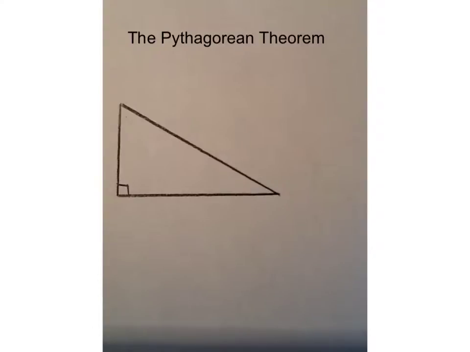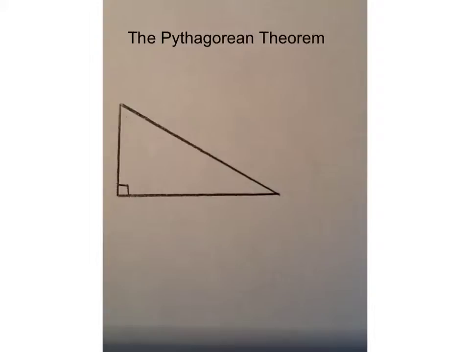So I made this little video for anyone who's still having trouble with the Pythagorean theorem. Now the Pythagorean theorem is used whenever you want to work out the length of a side of a triangle, but make sure that that triangle is a right-angled triangle.